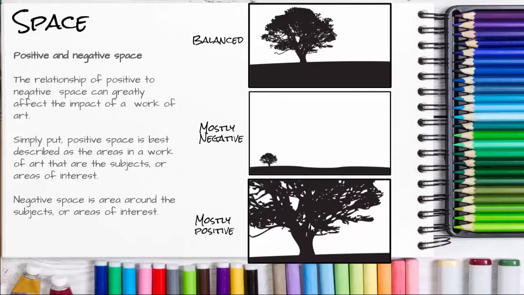So positive space is best described as the areas in a work of art that are the subjects or the areas of interest. Negative space is the area around the subjects or areas of interest. So think background and subject.